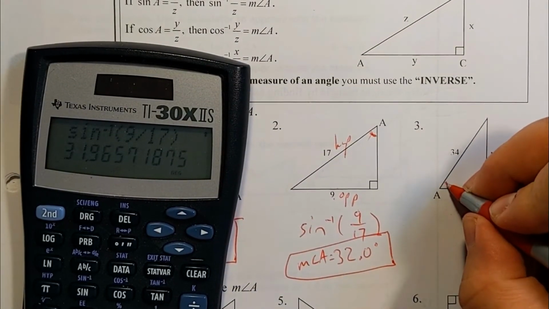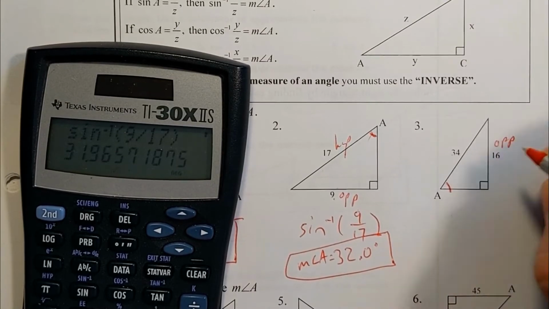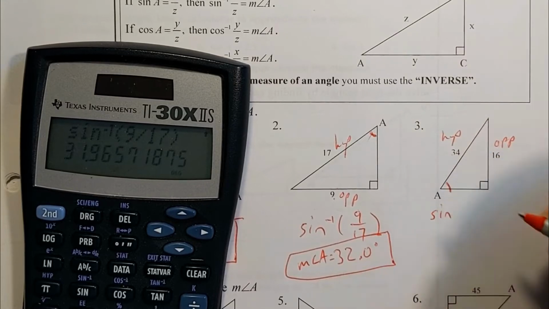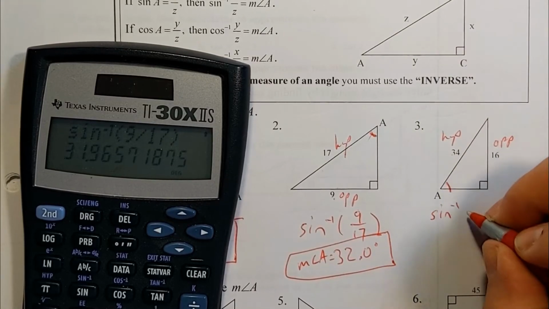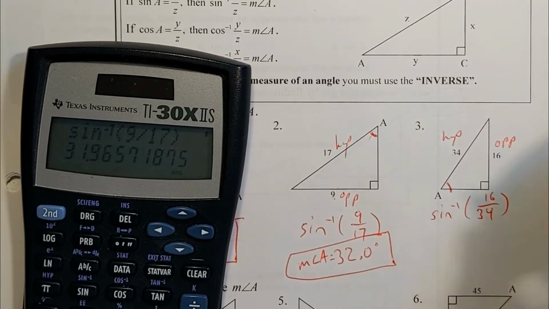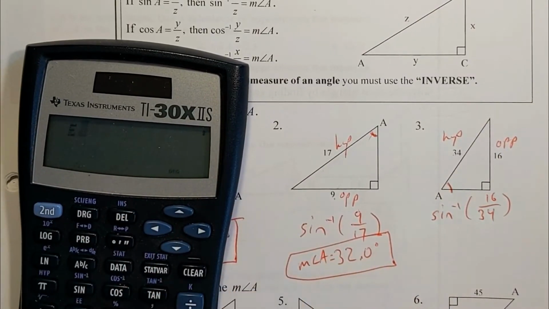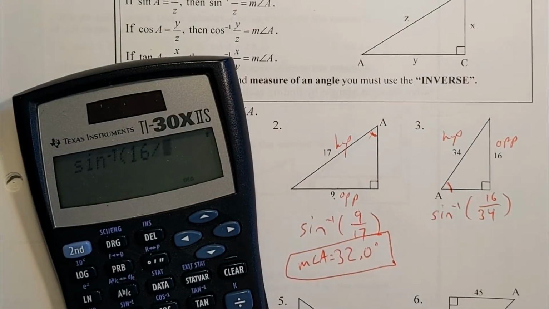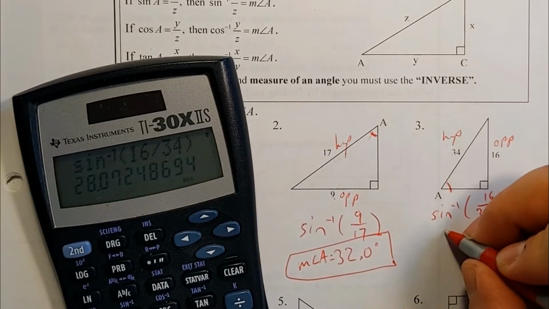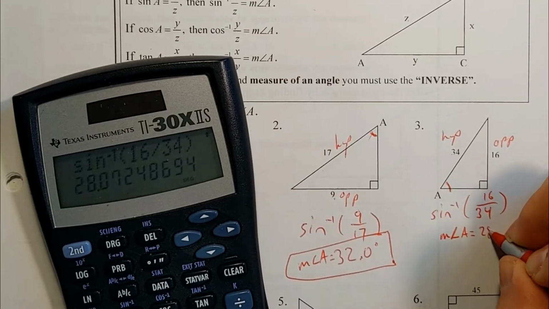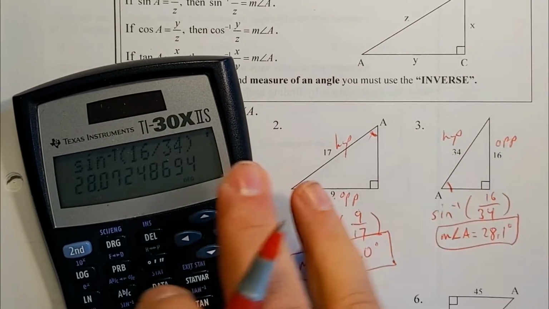Next one, from this angle, 16 is your opposite, 34 is your hypotenuse. Opposite and hypotenuse is the reason we use our sine. We want the angle, that's why we're doing inverse. Opposite on top, hypotenuse down to the bottom. So you go second sine, and then you go 16 divided by 34. Don't forget to close the parentheses. And it's 28.1. So the measure of angle A is 28.1 degrees.